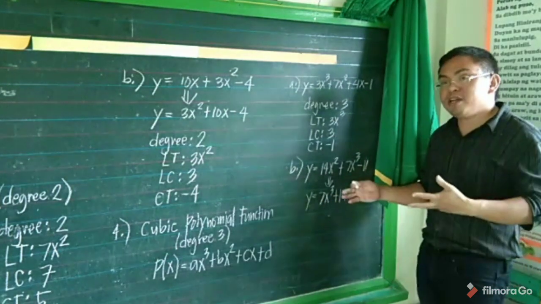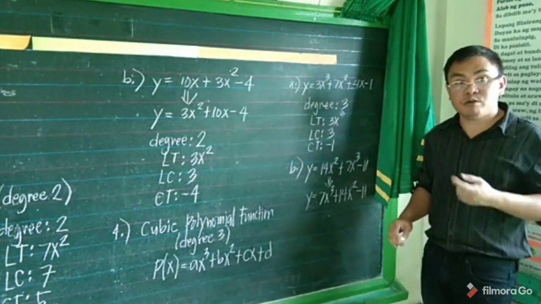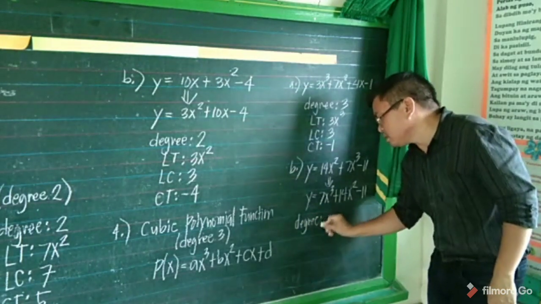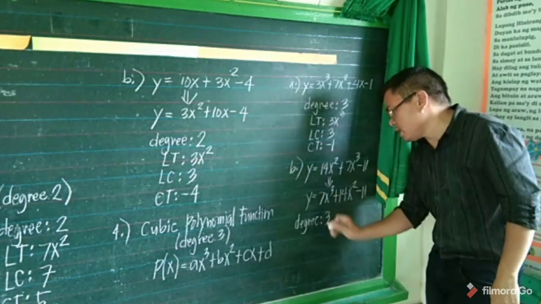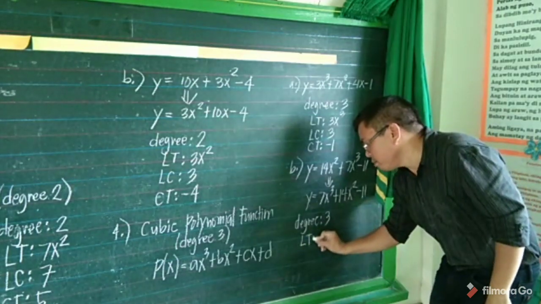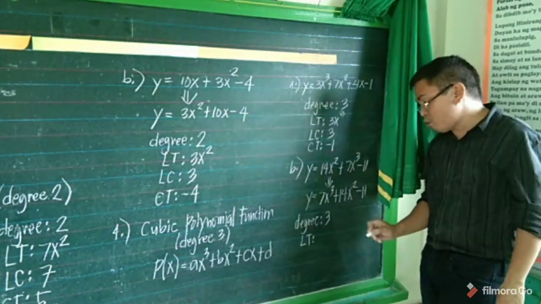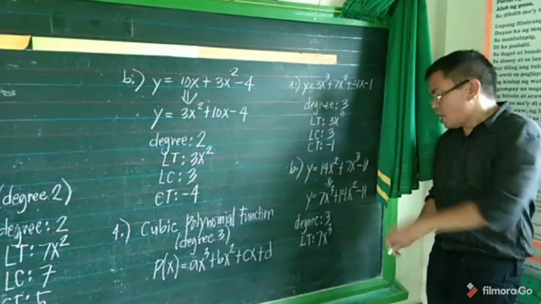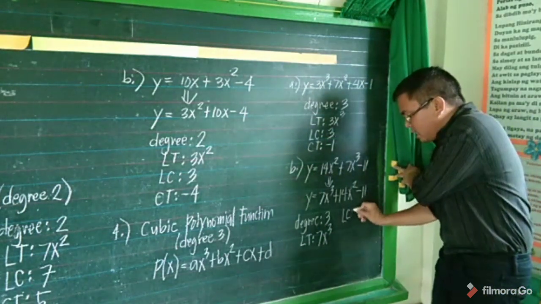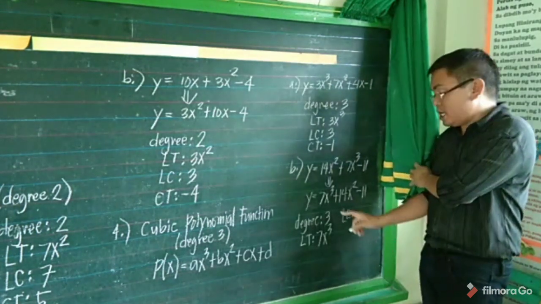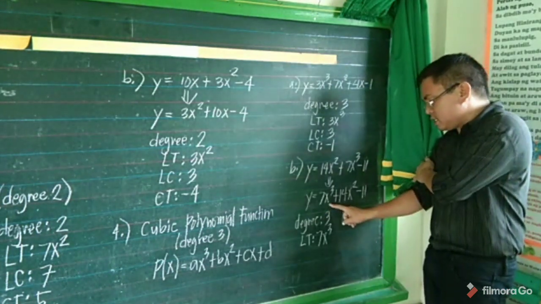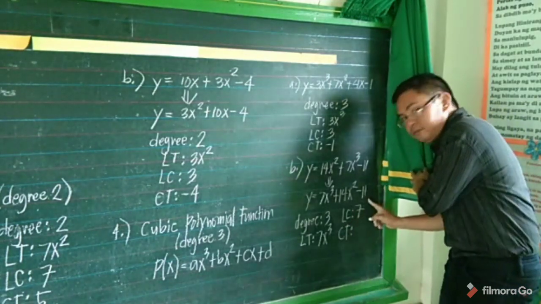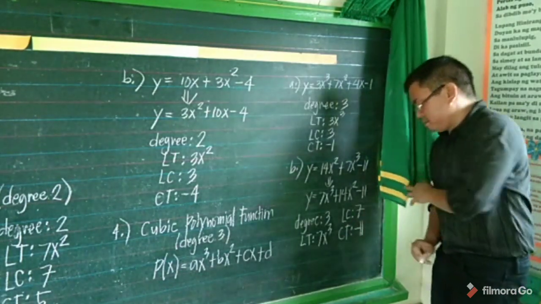But even if there are missing terms, still you can identify the degree. And that is, of course, 3. Your leading term is the term with the highest exponent, and that is 7x cubed. Your leading coefficient is the numerical coefficient of your leading term, and that is 7. And your constant term is negative 11.